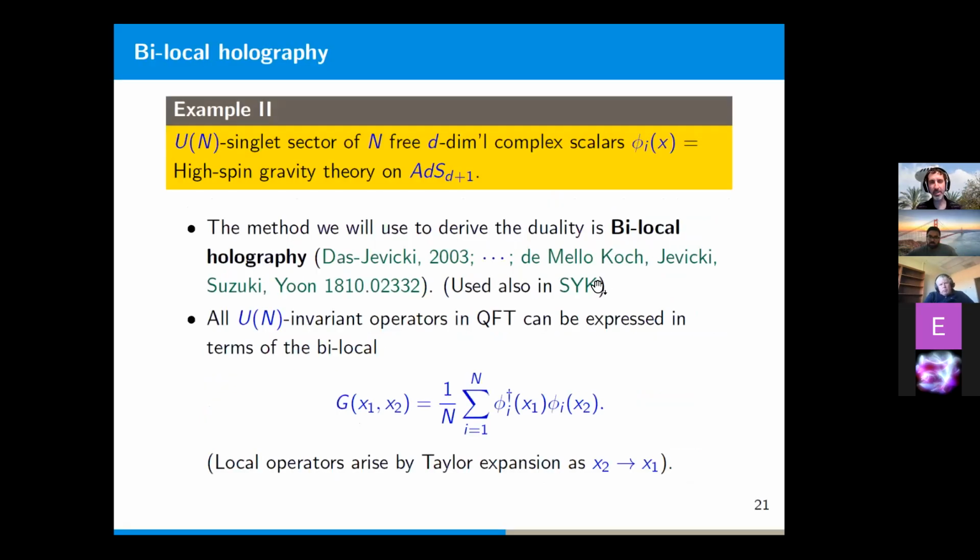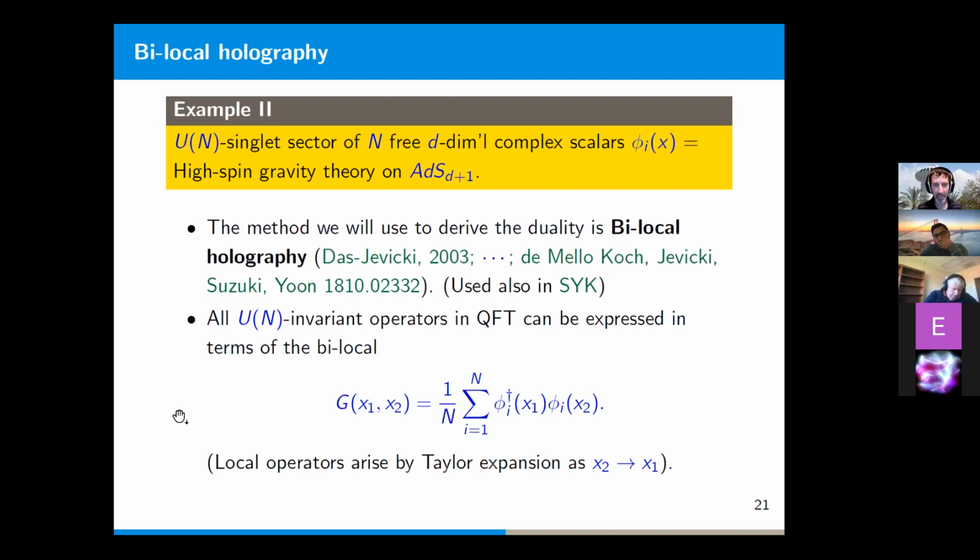Okay, so the general method that we'll use to derive this duality is what's called bilocal holography. That was first, I think, introduced by Das and Jevicki almost 20 years ago, and the variation of it that we'll follow most closely was introduced in this paper from 2018. Of course, bilocal holography is also extensively used in the SYK model that many of you are familiar with.